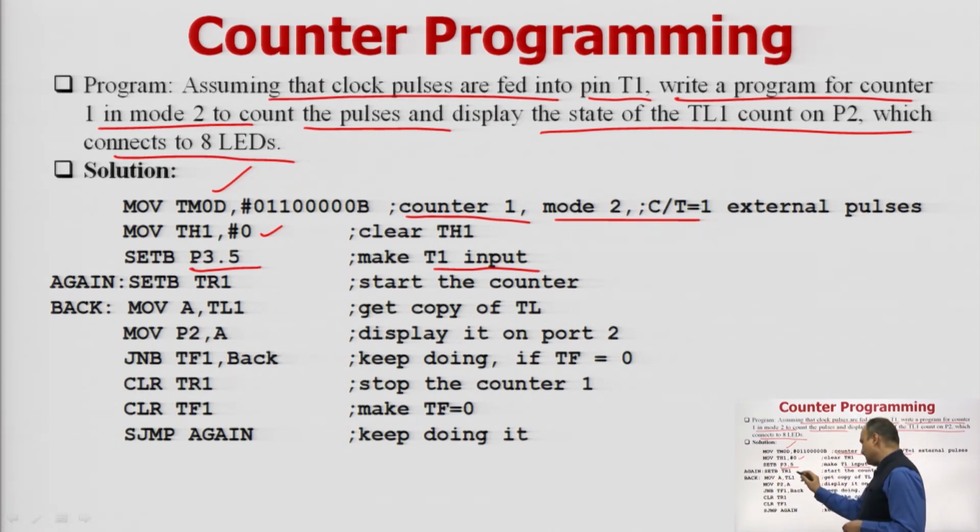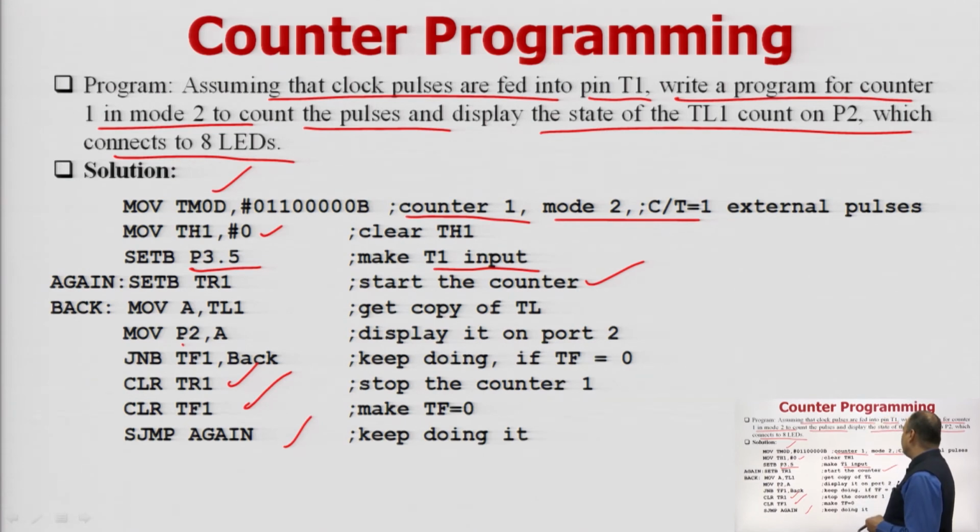Then start the counter. Then move the TL1 value into the accumulator register and from the accumulator to the P2 register. Whatever the value on this timer is, it is copied into the accumulator and from the accumulator to port P2, where the 8 LEDs are connected. Then we keep on monitoring the timer flag for the rollover. Once the rollover takes place, we come out of the loop, clear the timer flag and SJMP again. So this is the program required to count the pulses fed to timer 1.